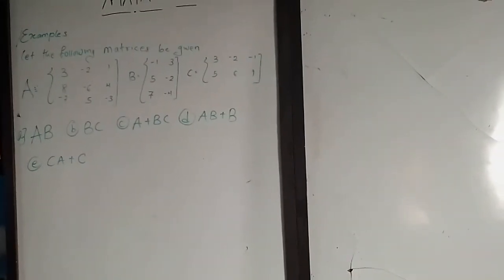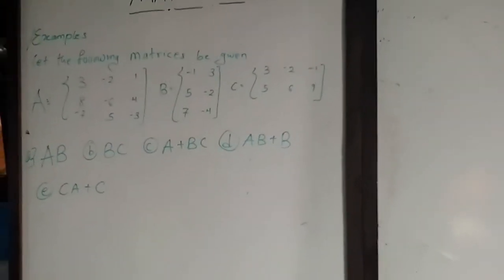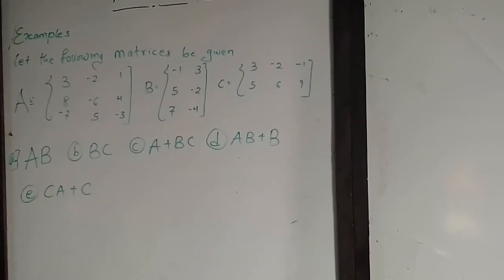They say that let's follow matrix. The following matrix be given A, then 3 minus 2 1, 8 minus 6 4, then minus 7 5 minus 3. Then B, our B is minus 1 5 7, 3 minus 2, then we have our C is 3 5 minus 2 6, then minus 1 9.